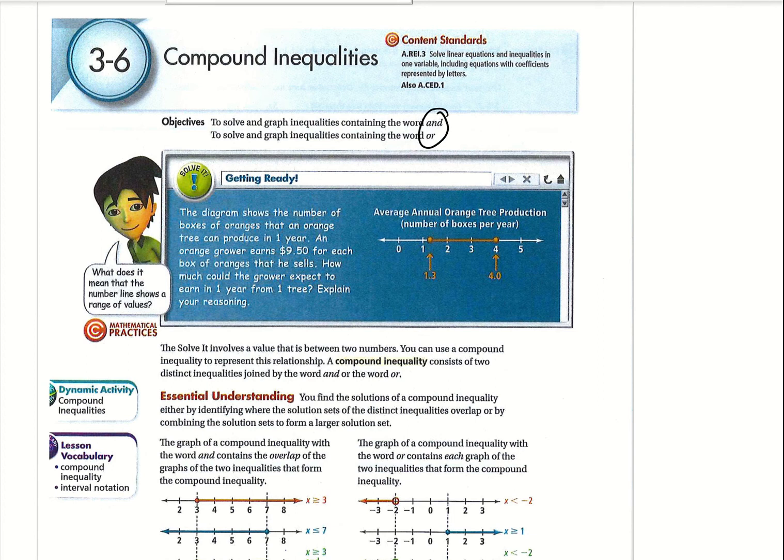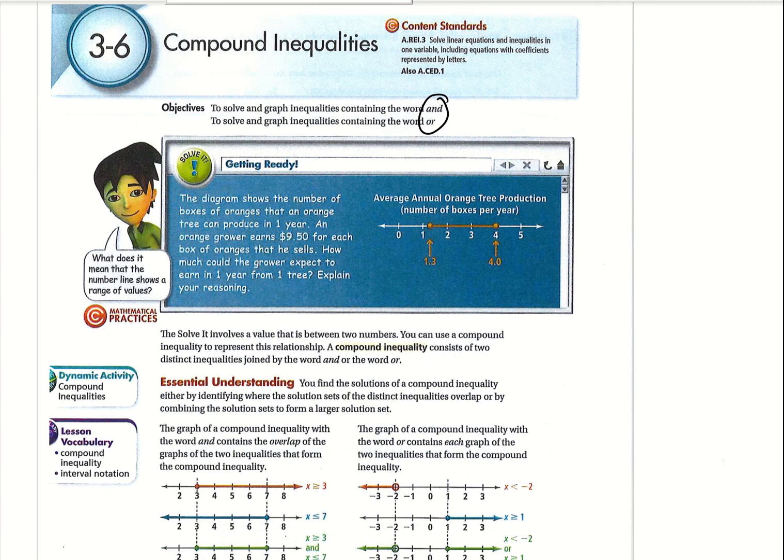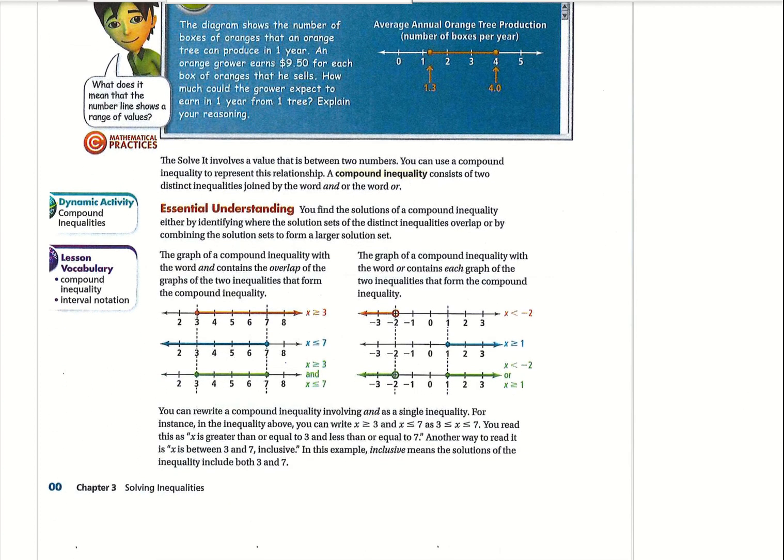Yeah, we'll get straight into that. So a compound inequality consists of two distinct inequalities joined by the word and or the word or. So that's just an idea of what it is.